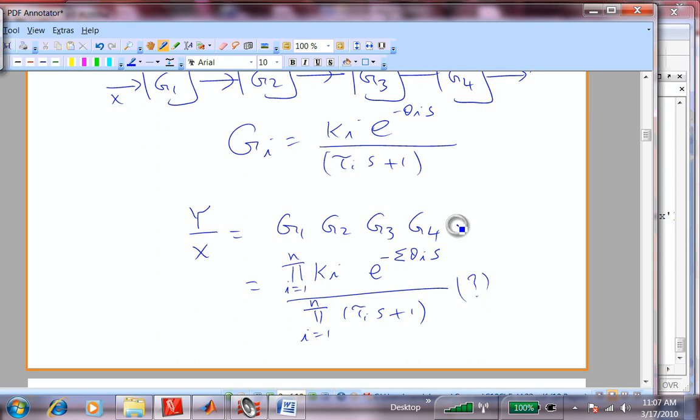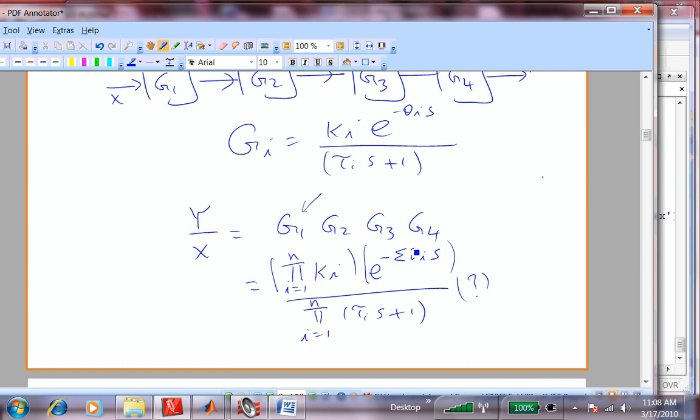Where? Here. Oh, yeah, you could put a pi symbol in front of both because it's the same. That is the equivalent, yeah. Pi, i going from 1 to n, that is the product of i going from 1 to n, k_i, okay? Multiplied by e to the power, now, each one will give me e to the power minus theta_1 s, e to the power minus theta_2 s, etc. But in the exponent it becomes a summation, e to the power minus summation of theta_i s. So what do you see from this result? You see that the net effect of a series of time delays is that the total time delay is the summation of individual time delays.